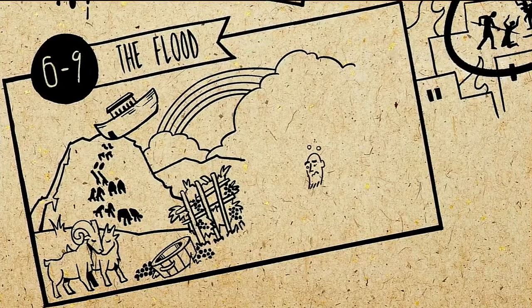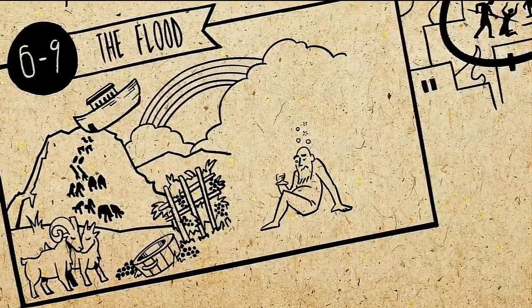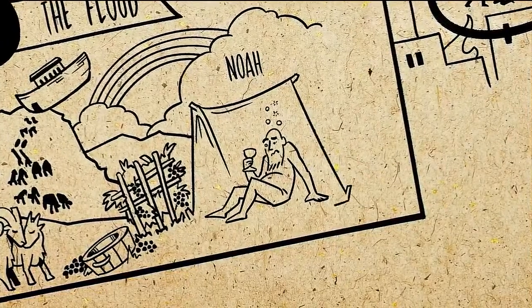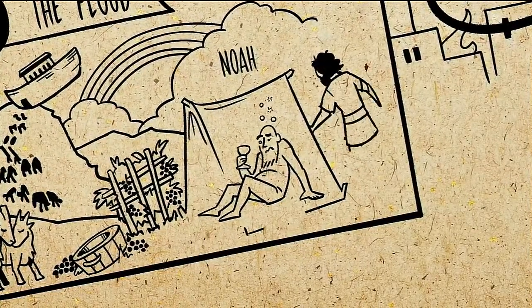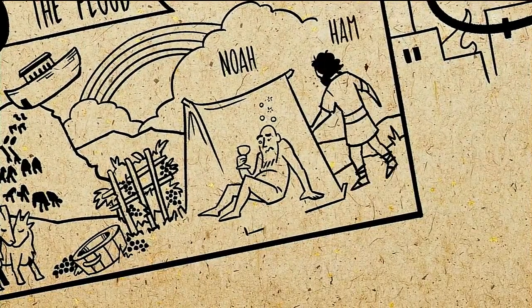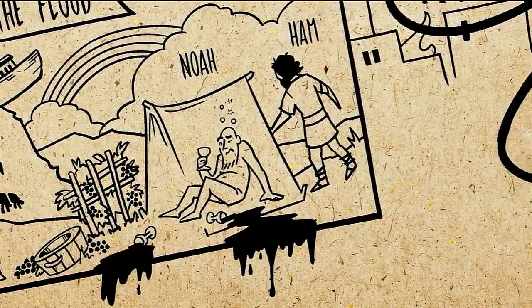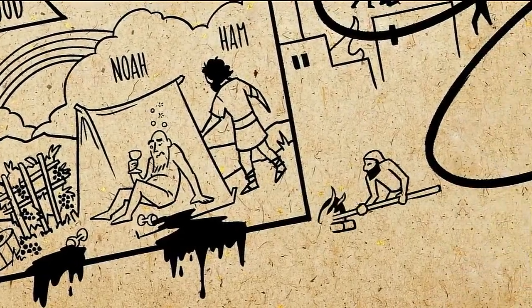He plants a vineyard, and he gets drunk out of his mind. And then one of his sons, Ham, does something shameful to his father in the tent. And so here we have our new Adam, naked and ashamed, just like the first, and the downward spiral begins again. It all leads to the foundation of the city of Babylon.